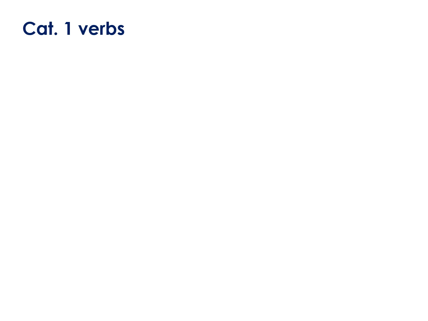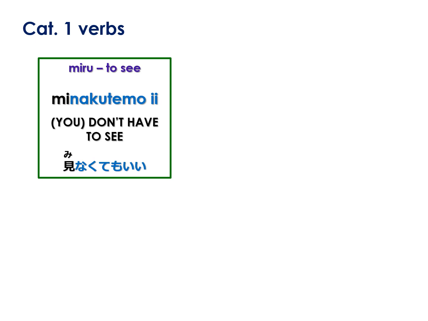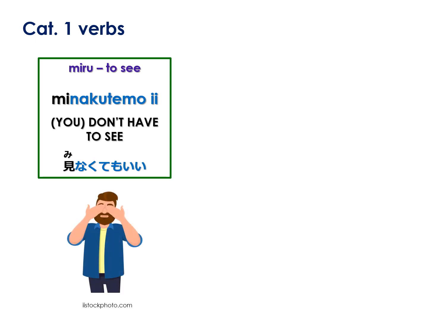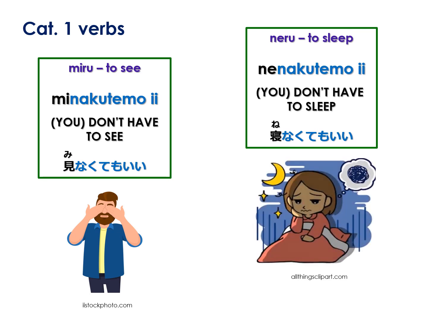Let's practice making the nakutemo ii conjugation from very common verbs in all verb categories. Keep in mind the rules for conjugating the nai form from verb categories 1, 2, and 3. Let's start with category 1, or the root-dropping verbs. Miru is to see, and minakutemo ii means you don't have to see. Again, the you is in brackets because it can also be I, he, she, a person, or an animal, depending on the sense. Neru is to sleep, and nenakutemo ii, 寝なくてもいい means you don't have to sleep.